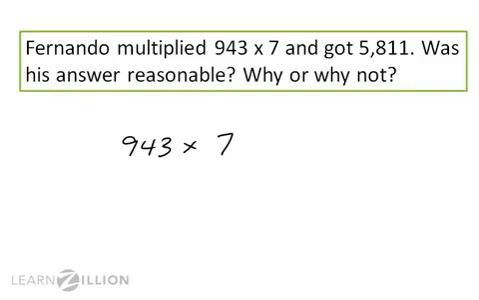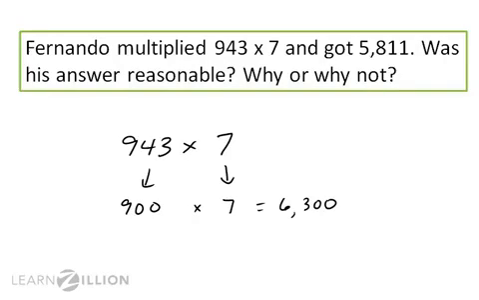Fernando multiplied 943 times 7 and got 5,811. Was his answer reasonable? Why or why not? Well, we multiplied these two numbers, so we'll write them down. And to see if Fernando's answer is reasonable, we'll write the first digit of each factor, since this is front-end estimation, followed by the appropriate number of zeros to fill the rest of the digits. 943 becomes 900. 7 stays 7, because the front of it is 7 and there's nothing else to fill in. So we multiply 900 times 7 and we get 6,300.